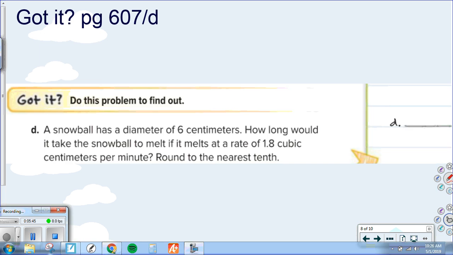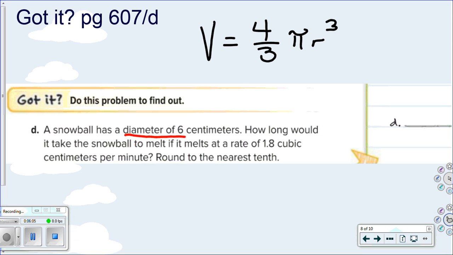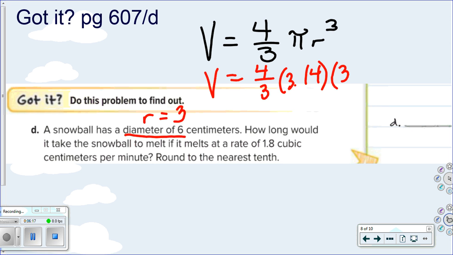All right, turn to page 607 and try the letter D. Stand up when you are finished. For letter D, it says a snowball has a diameter of 6 centimeters. How long would it take the snowball to melt if it melts at a rate of 1.8 cubic centimeters per minute? Round to the nearest tenth. It tells me the diameter, but I need to know the radius, so the radius is 3. So I'm going to substitute it in. When I plug this in my calculator, what do I get?